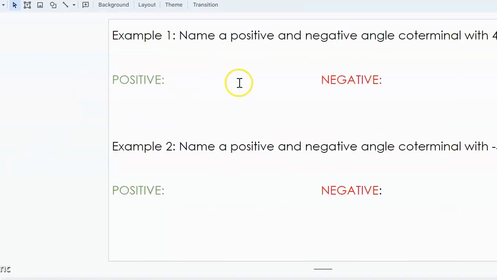Okay. So let's go ahead and try some examples here. If I want to find a positive and a negative angle that are both coterminal with 40 degrees, I'm going to start off with the positive one. So I start with my given angle, that's 40 degrees. And if I want another positive coterminal angle, I'm obviously going to have to add here. Why do I have to add? Because I need this number to be positive.